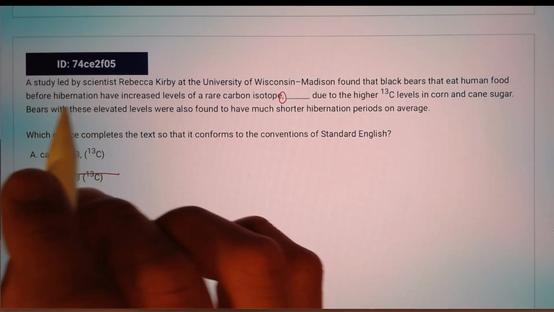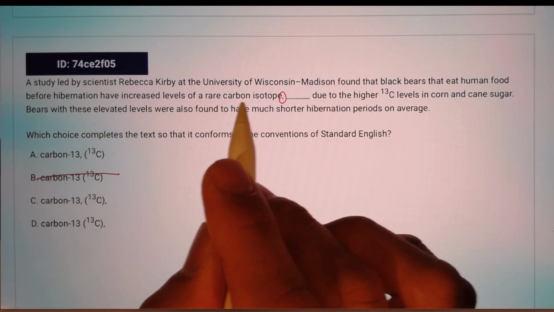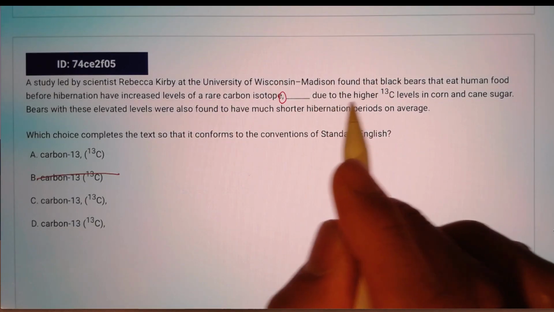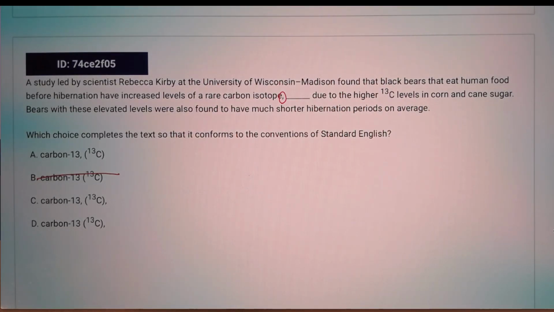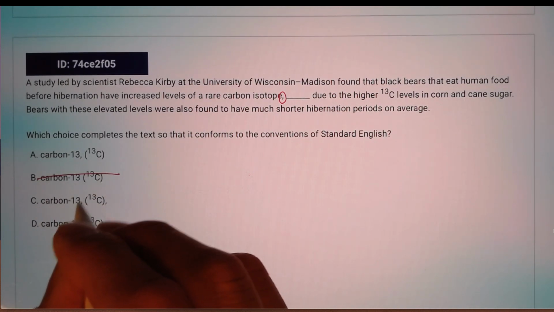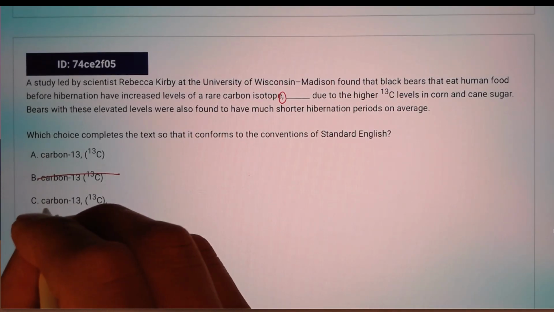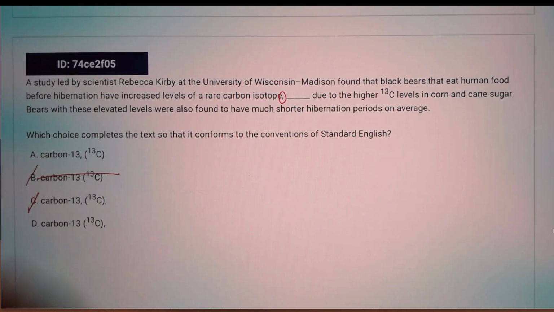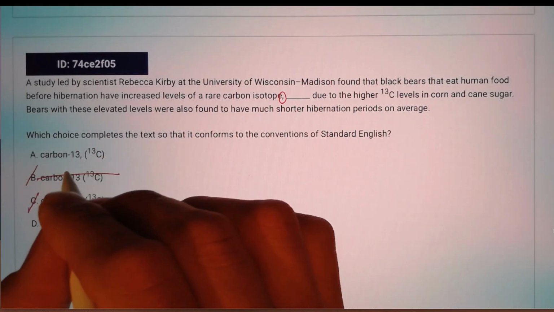So in other words, before hibernation have increased levels of rare carbon isotope due to higher 13 carbon levels. Okay, so you can see how that can be read without this carbon 13 specification. Therefore, you do not want to make a separation of this flow inside the supplementary. So C is out. And choice A, same thing. You do not want to put a comma here.